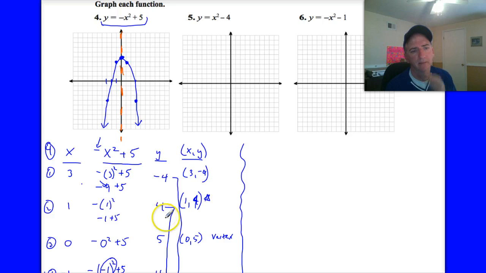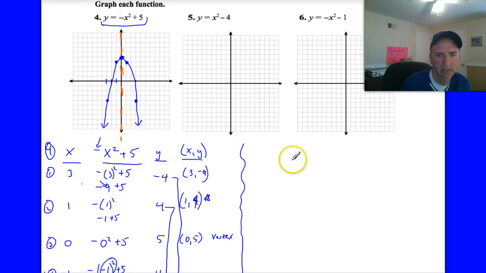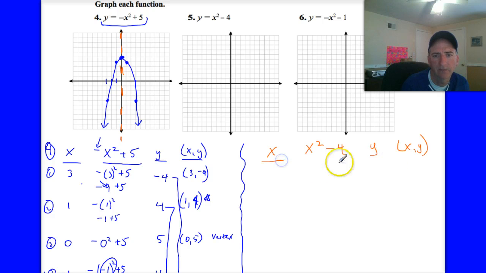Let's try the middle one. Let's see if I can get through this one in the video, y equals x squared minus 4. I'll do this one in red, just so you don't get too confused with it, and I'll try to do it a little bit faster here, since I was teaching you in the other one. I'll just do y there and then x, y here. That'll work out perfect.